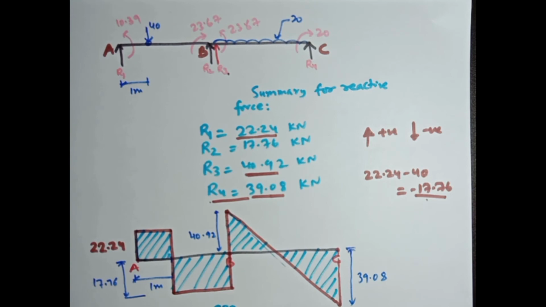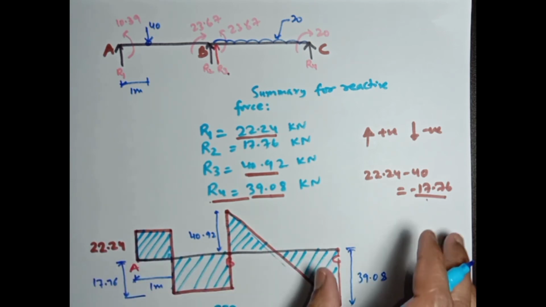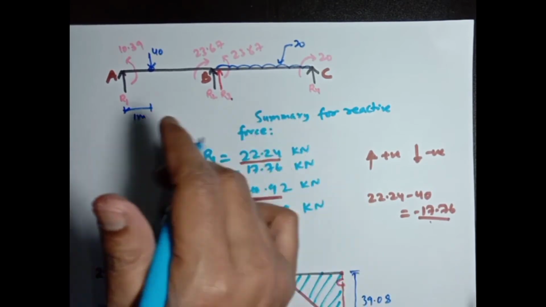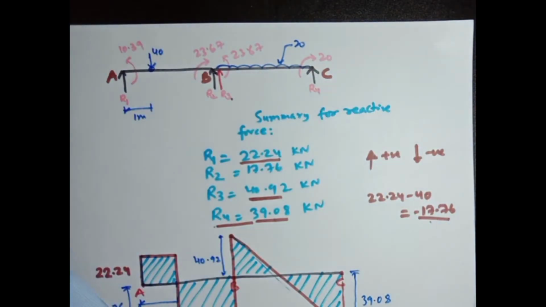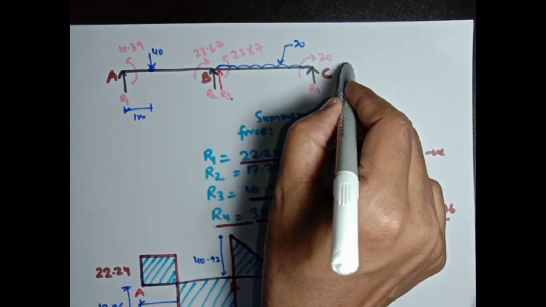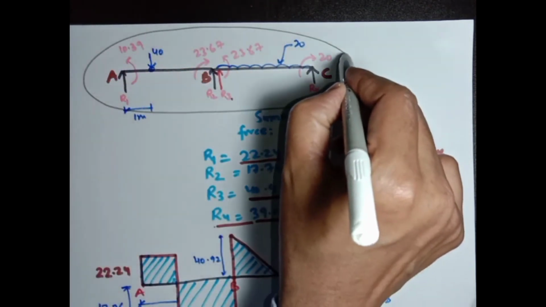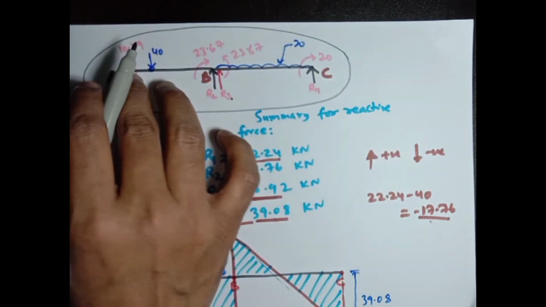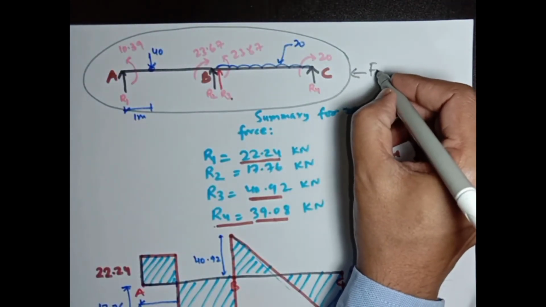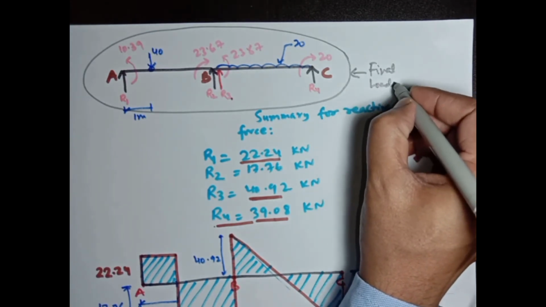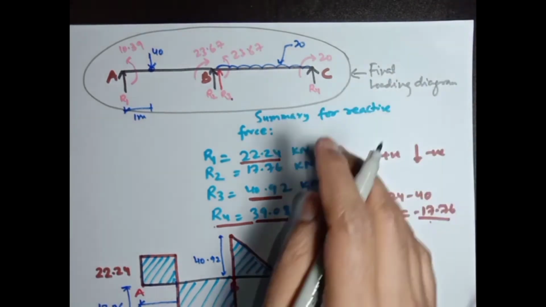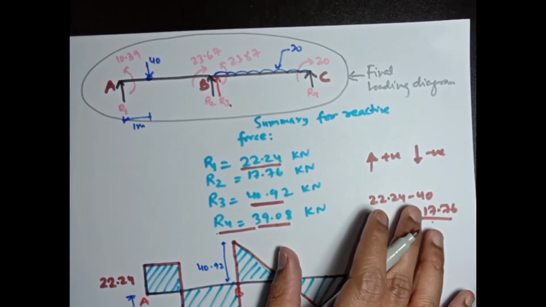Now we are going to draw the BMD, bending moment diagram. Now this is the loading diagram which we are going to follow everywhere, either for forming SFD or BMD. This is the final loading diagram showing all the reactive forces, all the external loads and all the calculated fixed end moments. This is the final loading diagram which we are going to use again and again to draw SFD and BMD.